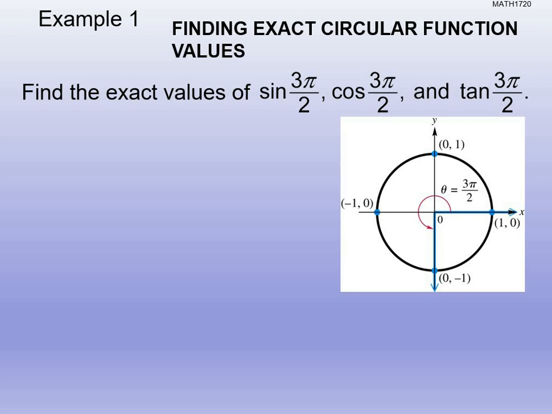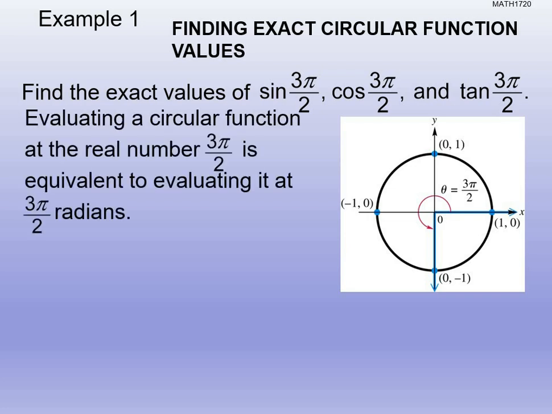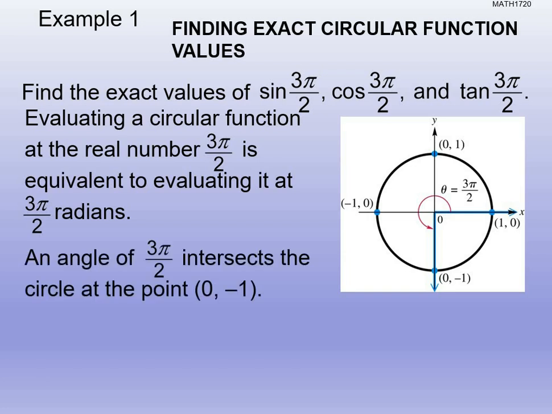And tangent's going to be what? Sine over cosine, or -1 over 0. So is tangent even defined there? No. Okay, so you should be able to mentally analyze some of these once we get to know them. So we should know that 0 is the x value and -1 is the y value when we are looking at 3π/2.